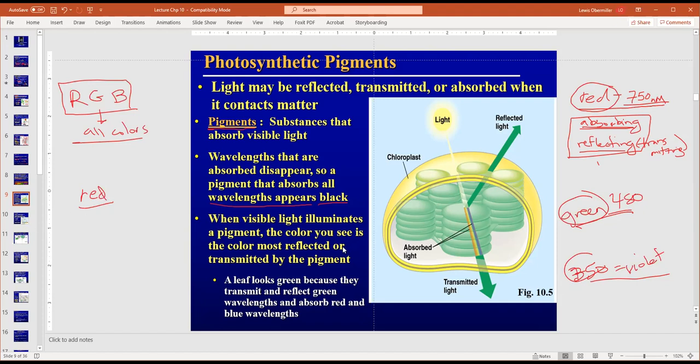Okay, so just a reminder that the color that's reflected or transmitted by the pigment is the one that you see. So if you see green, it's reflecting green. If you see red, it's reflecting red. And then it's absorbing all the other colors.